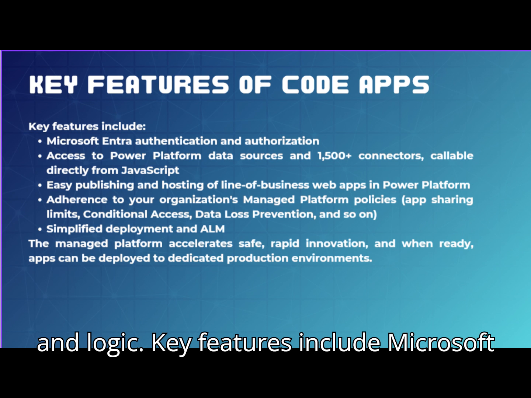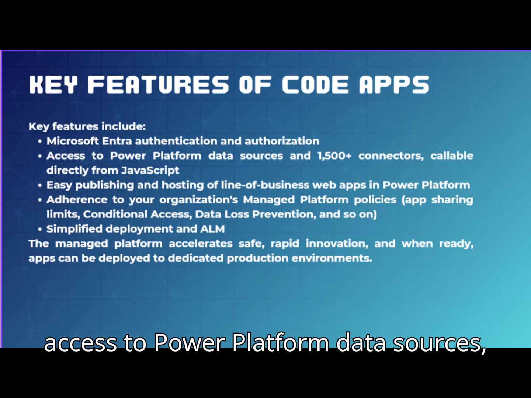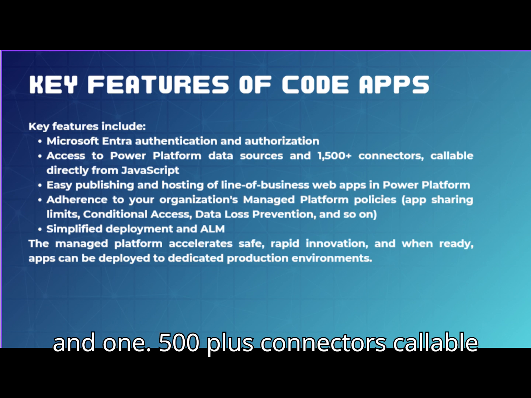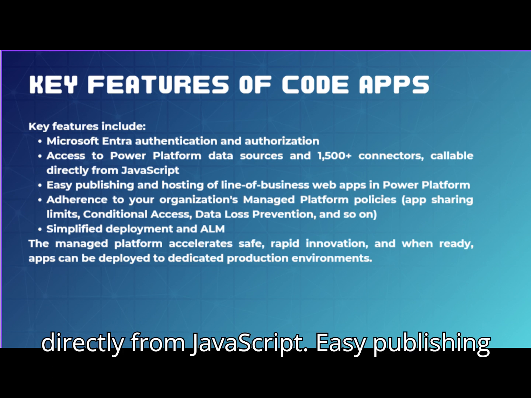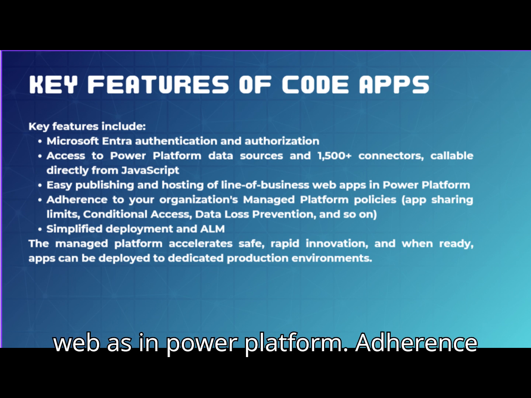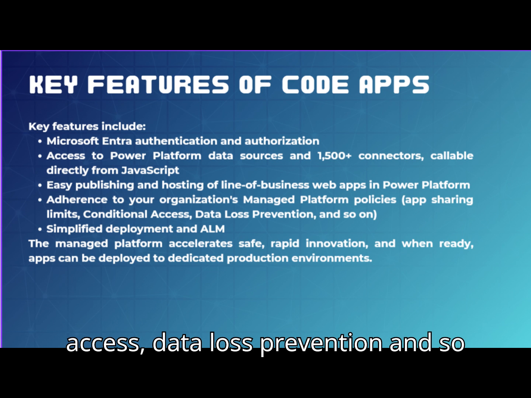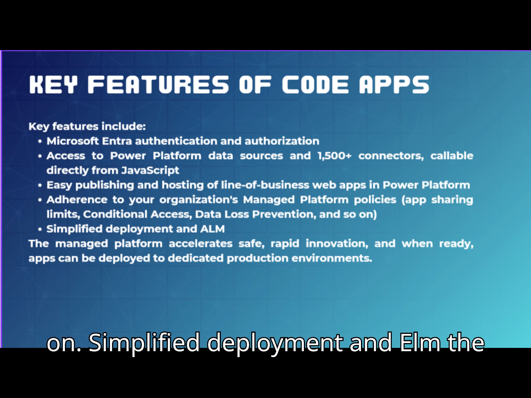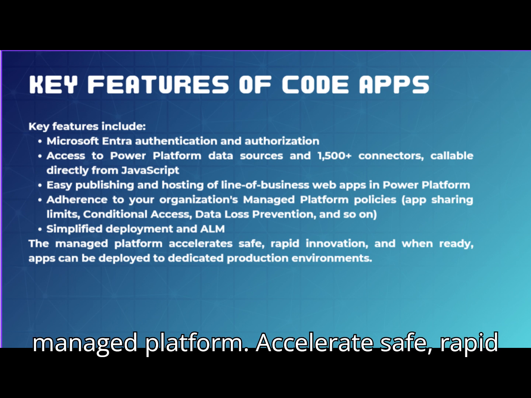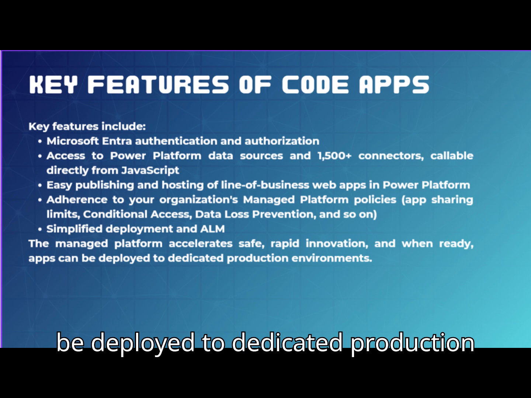Key features include Microsoft Entra authentication and authorization, access to Power Platform data sources and 500+ connectors callable directly from JavaScript, easy publishing and hosting of line-of-business web apps in Power Platform, adherence to your organization's managed platform policies, app sharing limits, conditional access, data loss prevention, and so on, simplified deployment, and ALM. The managed platform accelerates safe, rapid innovation, and when ready, apps can be deployed to dedicated production environments.